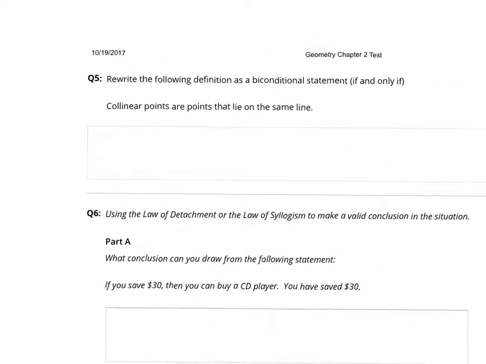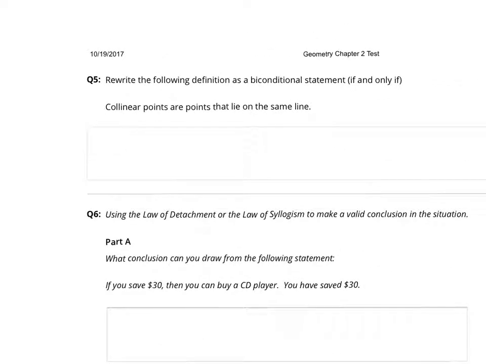Number 5, we want you to rewrite the following as a biconditional. So now you are going to use the words if and only if. And you just want to kind of plug those into the middle. So the statement is, collinear points are points that lie on the same line. So you're going to put in if and only if somewhere in the center and retype that.